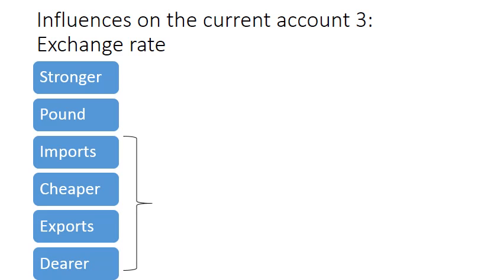Imports are cheaper, so they go up. Exports are more expensive, so they go down. And so X minus M becomes more negative. The balance of payments deteriorates.